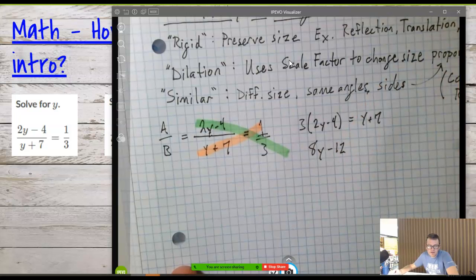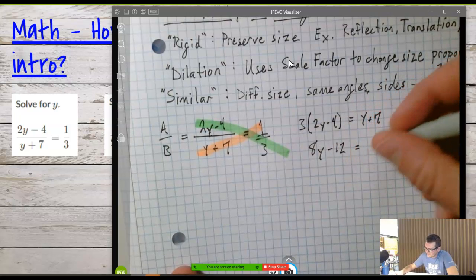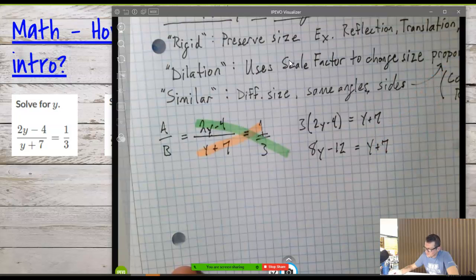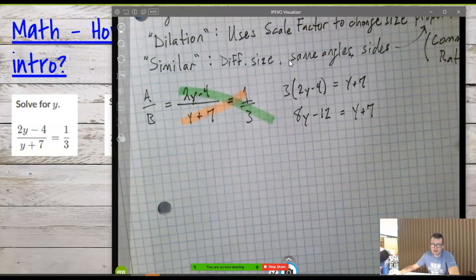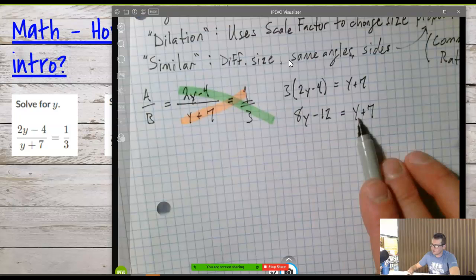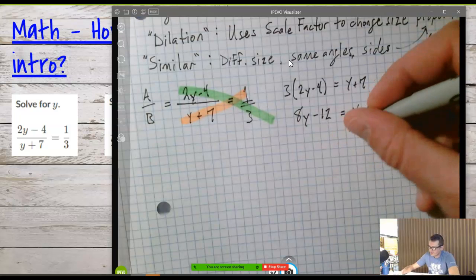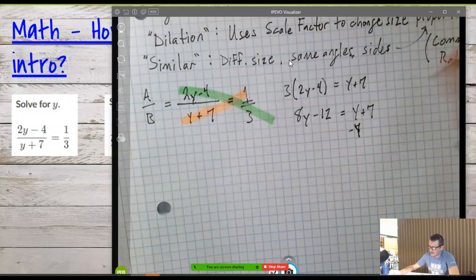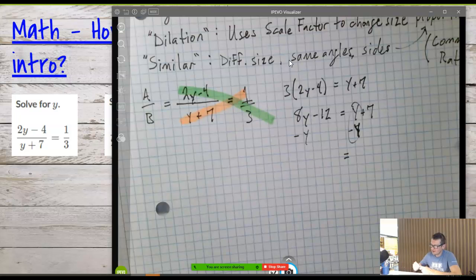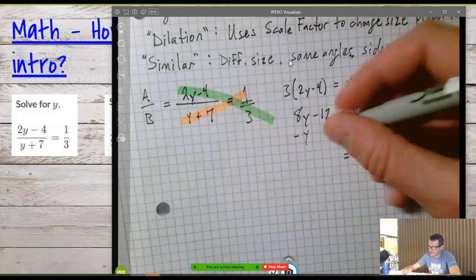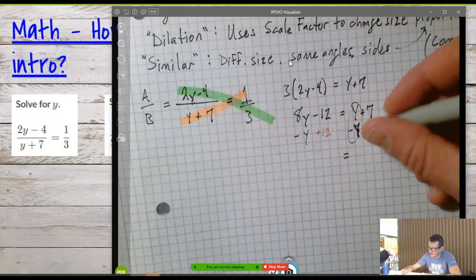8y minus 12 after the distribution equals y plus 7. We need to sort, right? Get like terms with each other on the same side. Easiest thing to do is look for the biggest variable value. Keep the variable on that side. Sorry, so not negative 8y, but negative y. Just negative y, or just minus y, right? These make 0. If you can keep your steps straight, you can do both at the same time. If we took the variable off of this side, we want to take the constant off of this side.